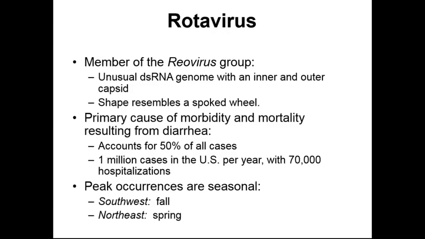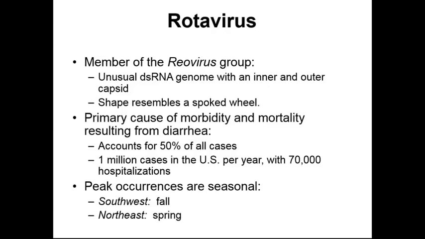This is a virus that has a double-stranded RNA genome, which is kind of unusual. Typically, we're going to see double-stranded DNA and single-stranded RNA. Well, this virus contains its genetic information in double-stranded RNA that has an inner and outer capsid, and this virion is going to have a shape that resembles a spoked wheel. Because it has both an inner and outer capsid, this virus is particularly stable.